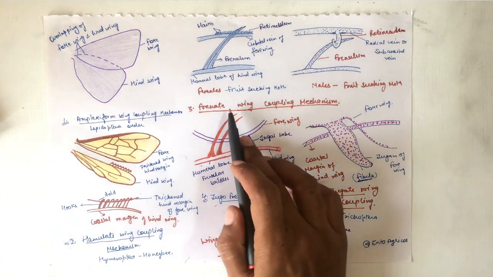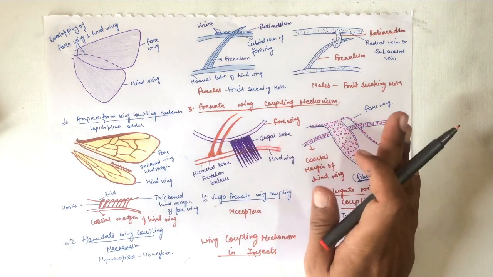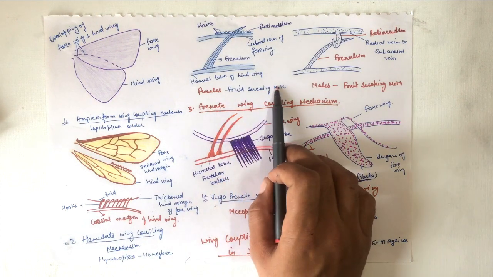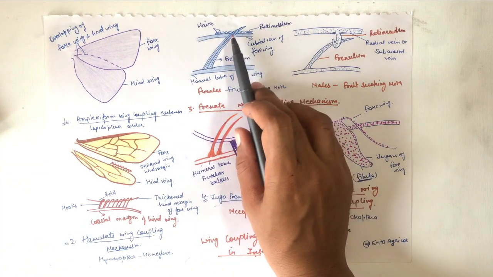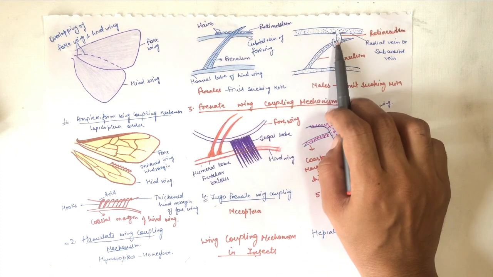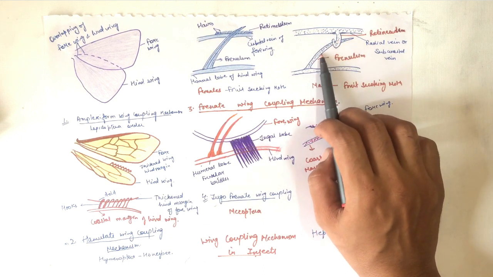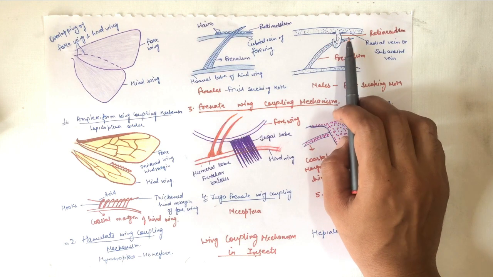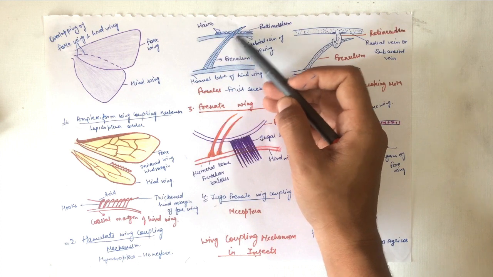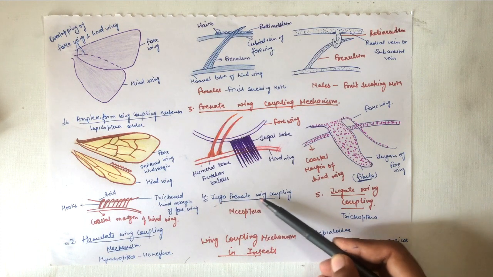Whereas in case of the frenate wing coupling mechanism, there is a difference between the female and the male fruit sucking moth. In case of the female fruit sucking moth, there is presence of retinaculum with hairs, and in case of the males, this retinaculum is provided with a curved hook. The frenulum gets interlocked with the hook, and in case of females, it gets interlocked with the haired retinaculum.